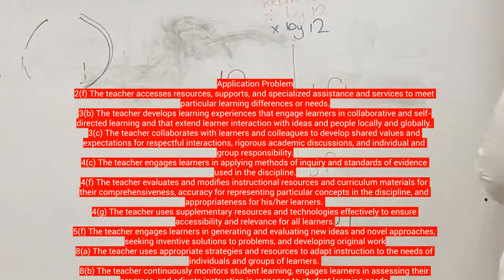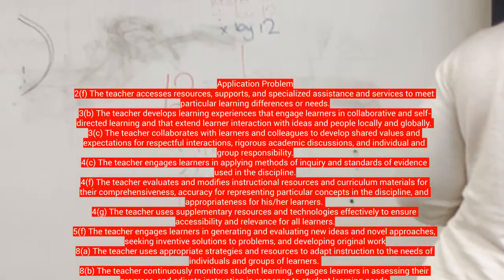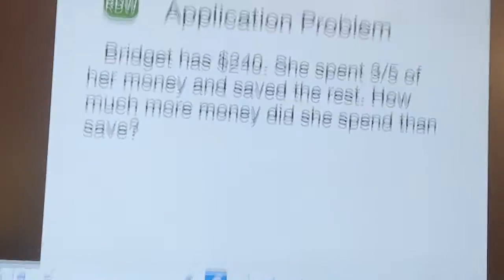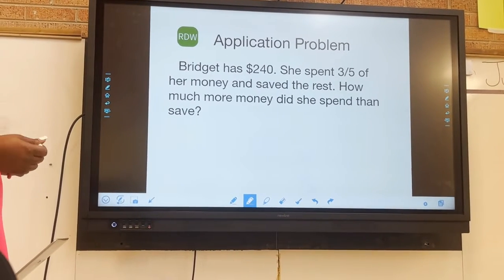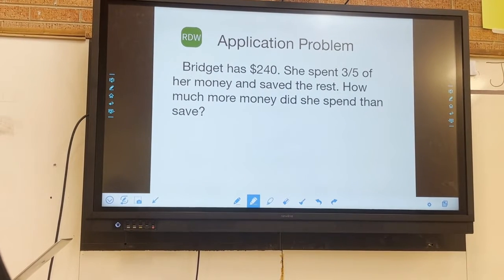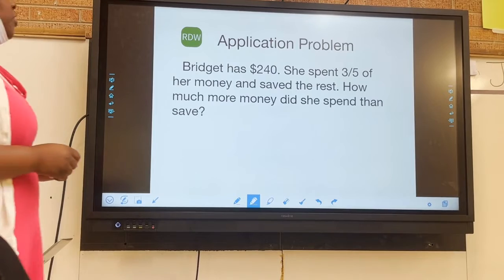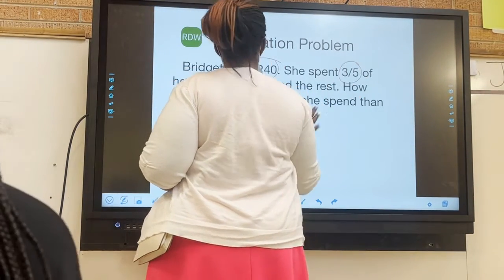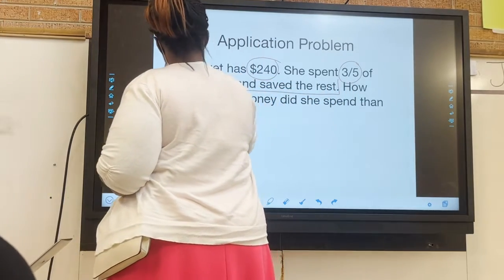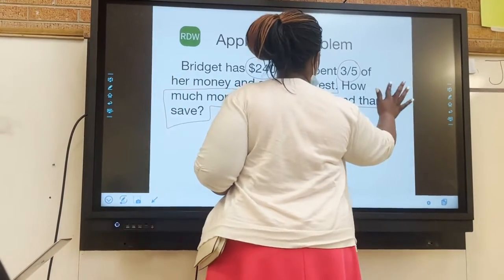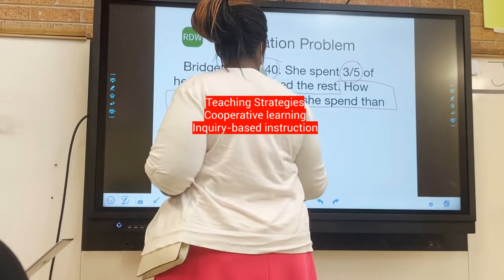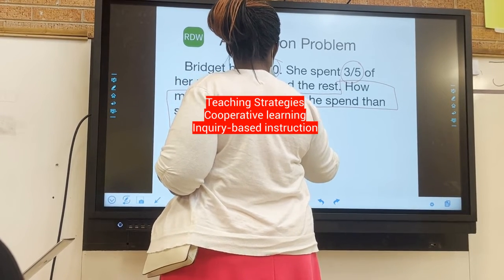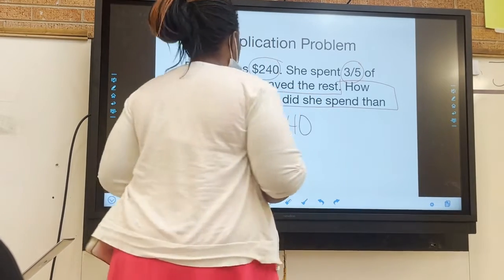She spent 3/5 of her money and saved the rest. How much more money did she spend than she saved? So how much money does Brenda have? 240. Good. I'll rewrite and draw for you, and you and your elbow buddy work out this problem. What does my equation look like? 240 what? Dollars.